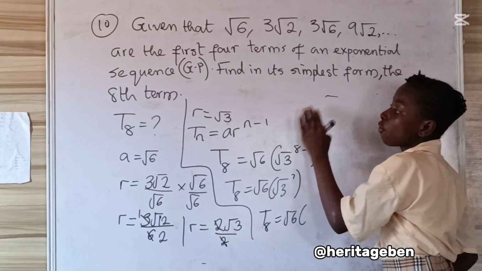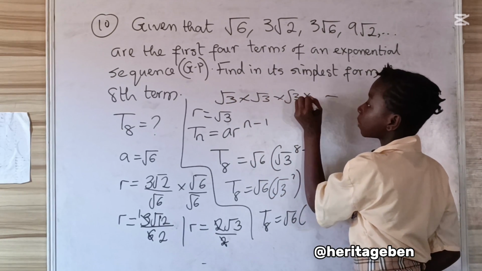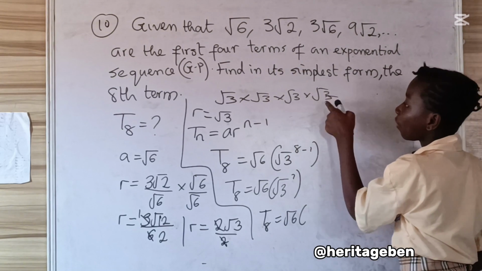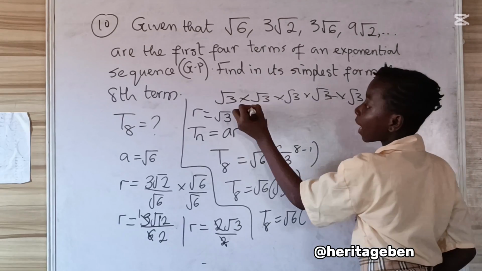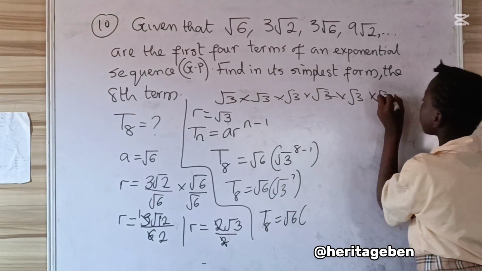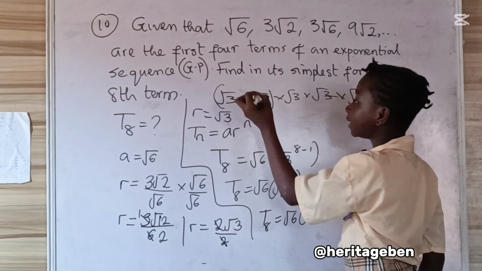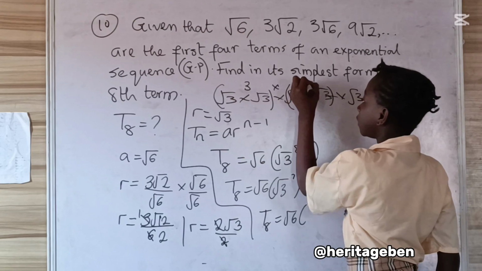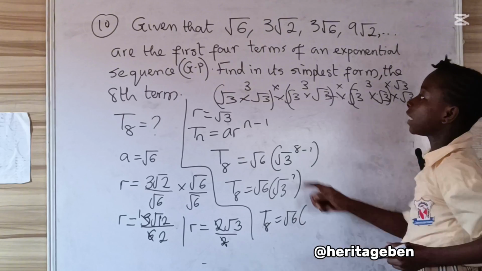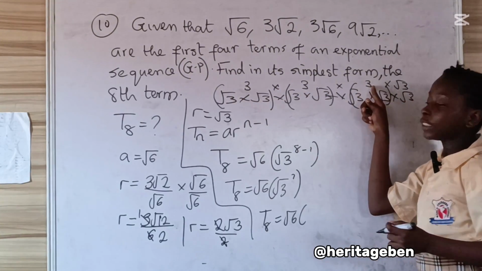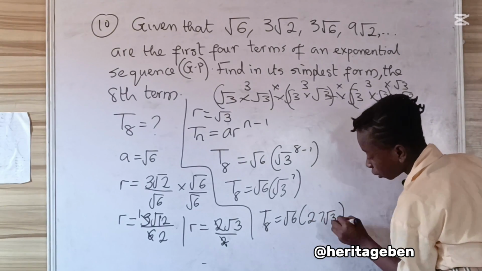Let me repeat myself. Root 3 multiplied by root 3 multiplied by root 3 multiplied by root 3: 1, 2, 3, 4. Multiplied by root 3, 5. Multiplied by root 3, 6. And multiplied by root 3, which is 7. So root 3 multiplied by root 3 is root 9. Root 9 is 3. 3 multiplied by 3 multiplied by 3 multiplied by root 3. 3 times 3 is 9. 9 times 3 is 27. 27 times root 3 is 27 root 3. So 27 root 3, close bracket.